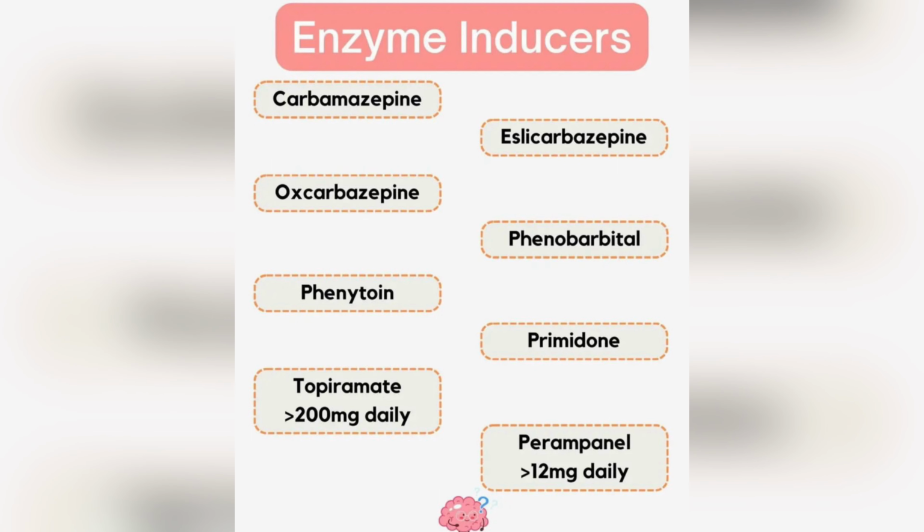Enzyme inducers: anti-epileptic drugs are carbamazepine, eslicarbazepine, oxcarbazepine, phenobarbital, phenytoin, primidone, topiramate more than 200 mg daily, and perampanel more than 12 mg daily.